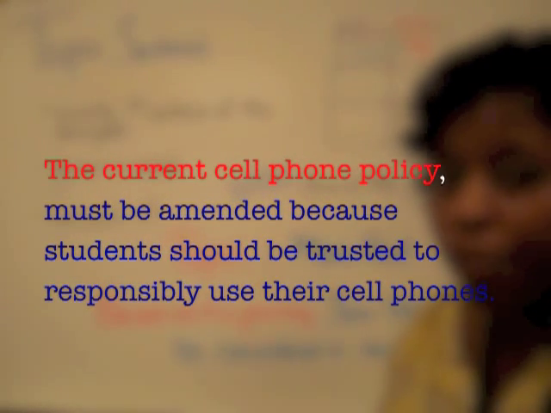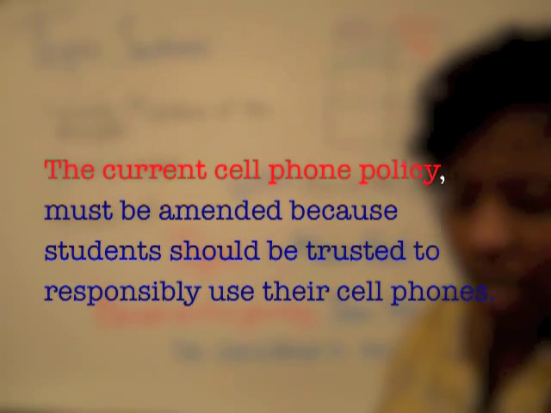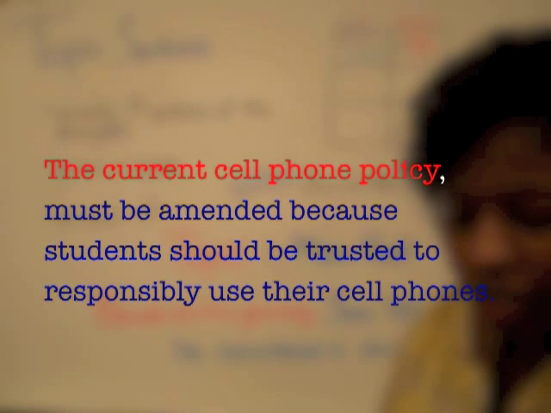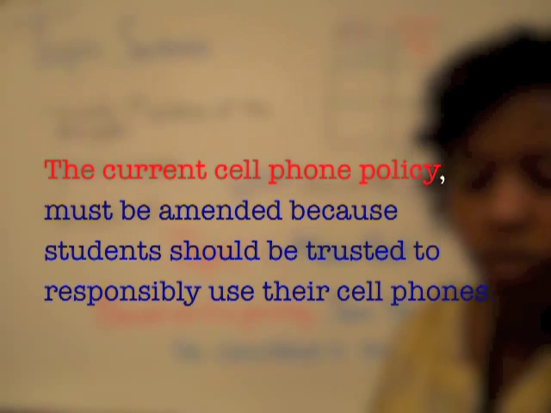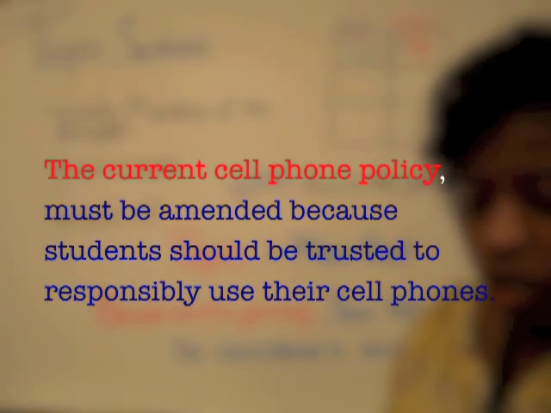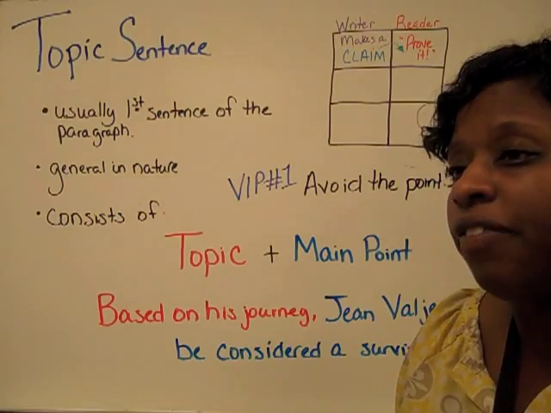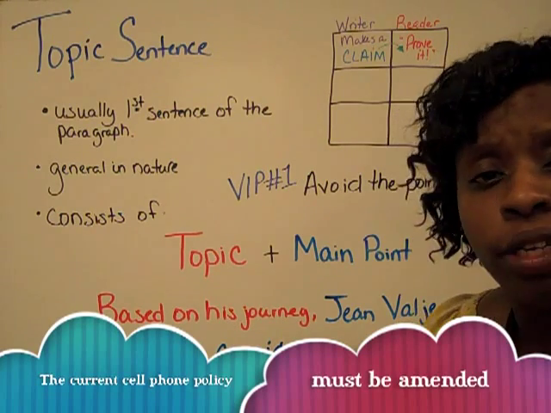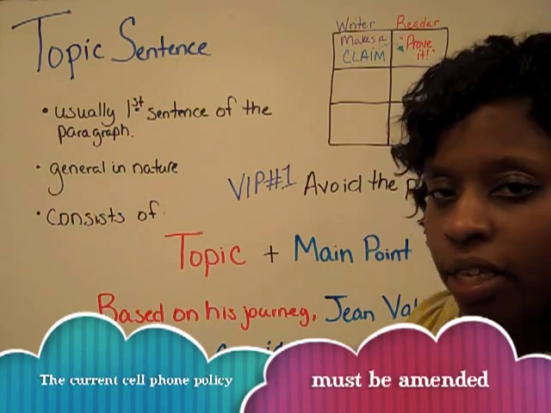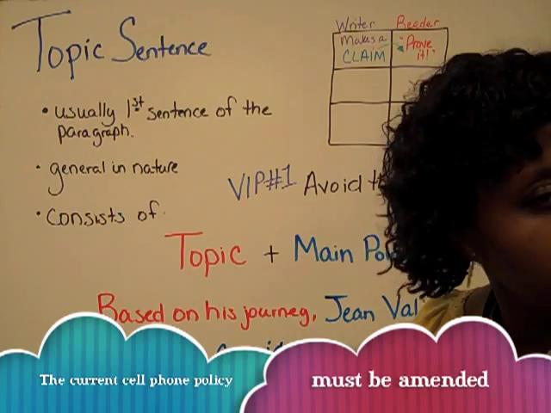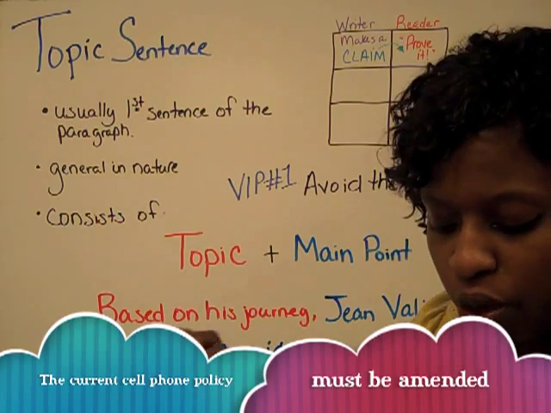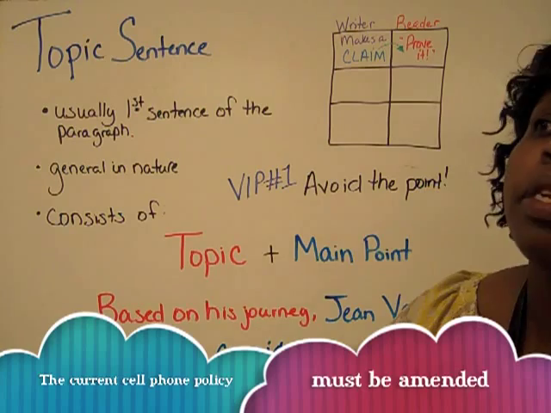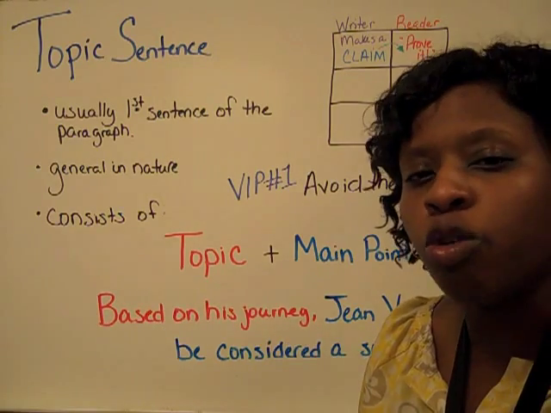The current cell phone policy, that's the topic, must be amended because students should be trusted to responsibly use their cell phones. So the topic of the paragraph is the current cell phone policy. And the writer's main point is that that policy must be amended because students should be trusted to responsibly use their cell phones, and you could probably add during the school day.